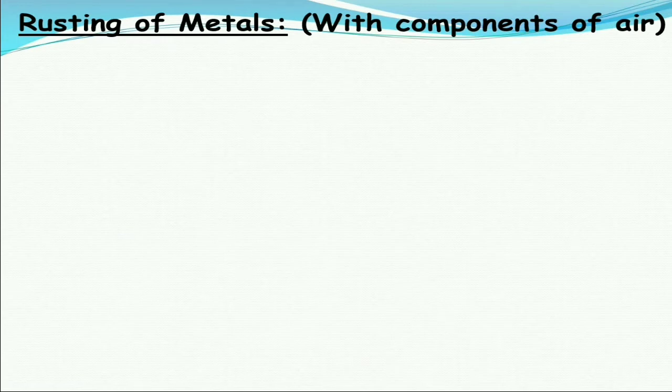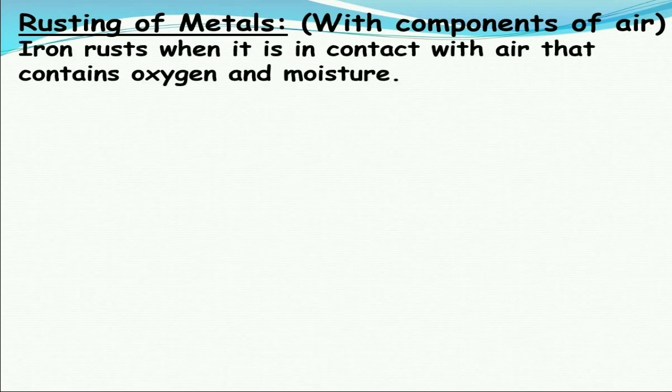The second reaction is rusting of metals. Rusting of metals is nothing but the reaction with the components of air. Just now we have seen reaction with oxygen, now the remaining components of the air. Iron rusts when it is in contact with air that contains oxygen and moisture. For rusting of iron we require two things: oxygen and moisture.